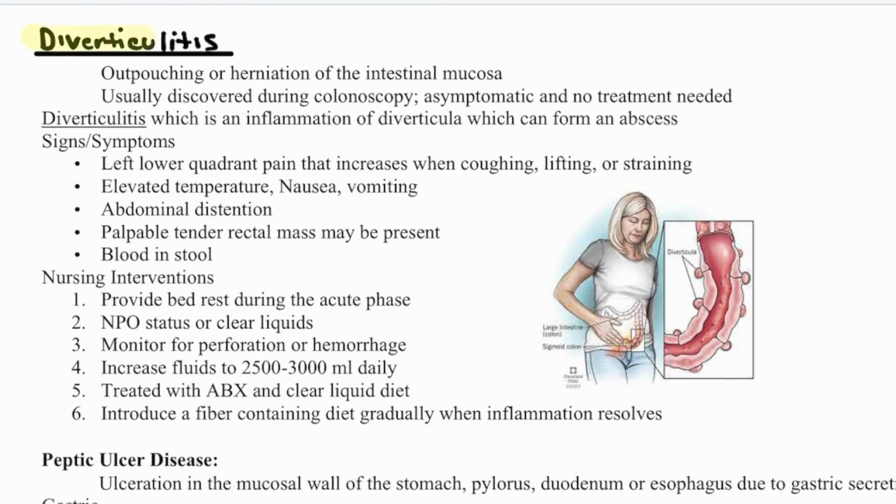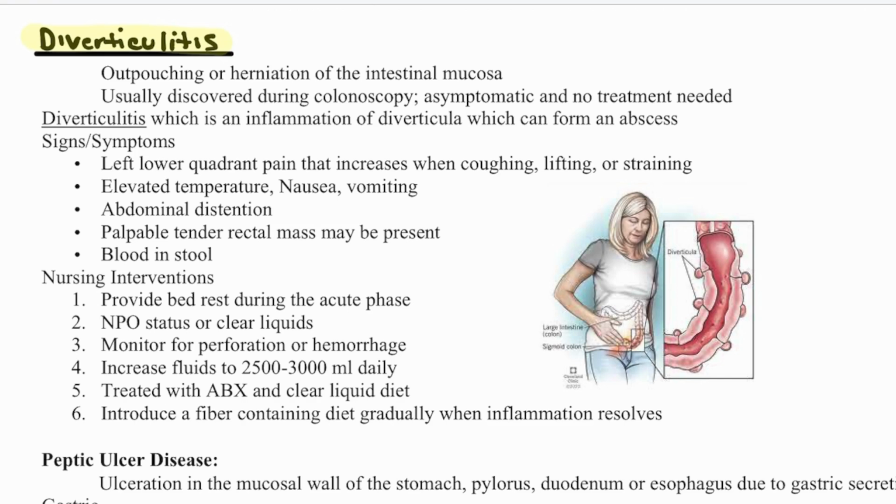Let's talk about diverticulitis. This is an outpouching or herniation of the intestinal mucosa. It usually is discovered during a colonoscopy. Usually these people are asymptomatic and no treatment is needed. Diverticulitis is an inflammation of the diverticula, which can form an abscess.